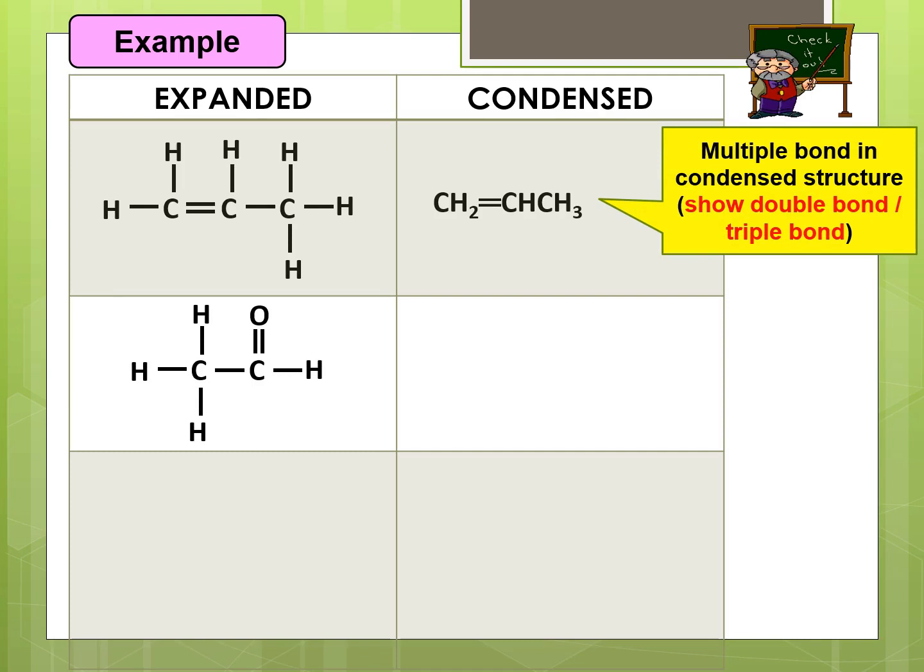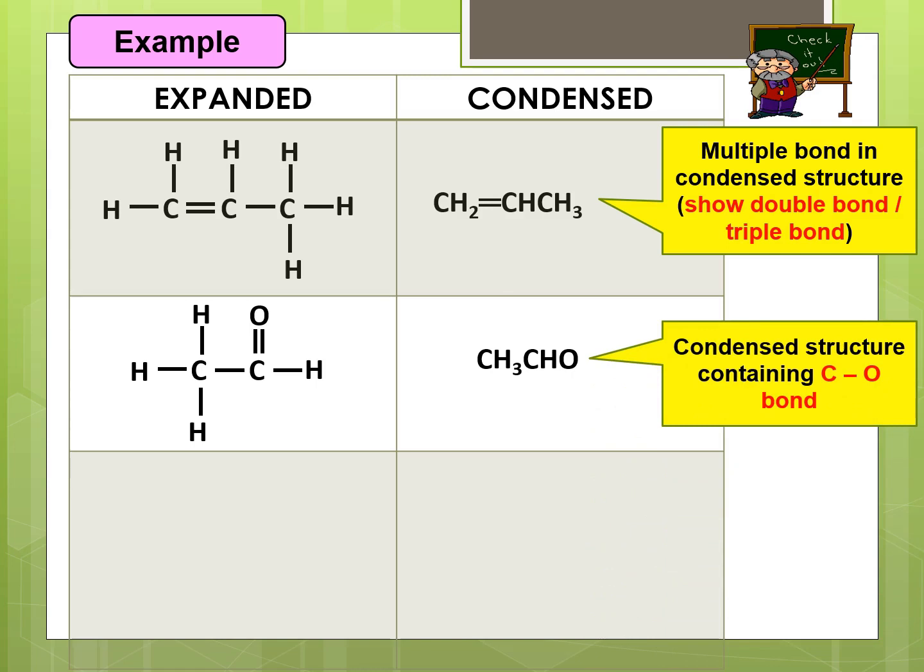Okay, and next another example here, class. We have CH3 C double bond O H, okay, aldehyde. So we can draw the structure in condensed structure. So we have CH3CHO. Condensed structure containing C=O bond. C double bond O we can write as CHO.